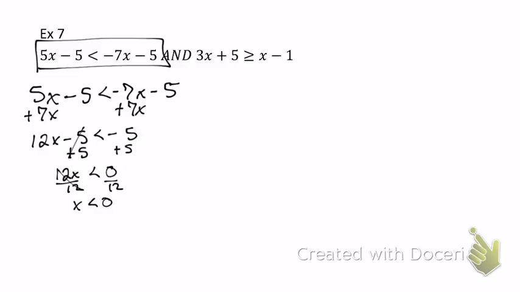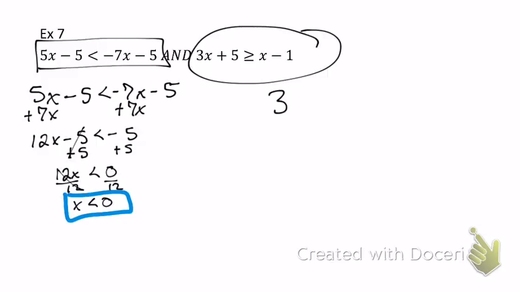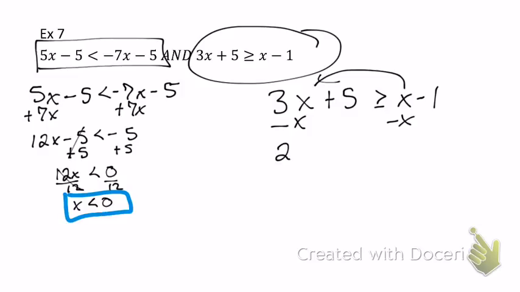And now we're going to do the other one, which is going to be in red when we graph it. So we got 3x plus 5 is greater than or equal to x minus 1. I'm going to group my variables. I've got 3x and x. So to move the x across the inequality, I'm going to minus x on both sides. 3x minus x would leave us with 2x plus 5 is greater than or equal to negative 1.